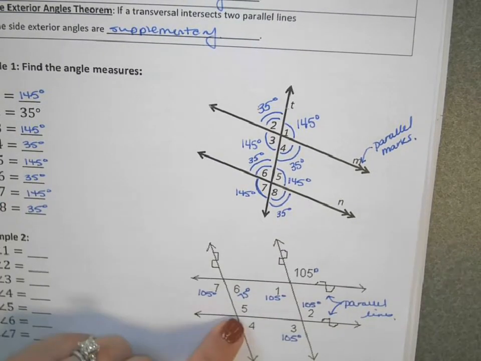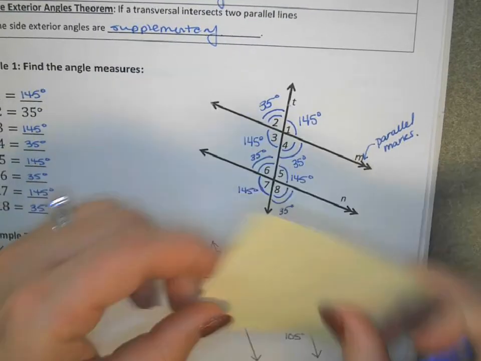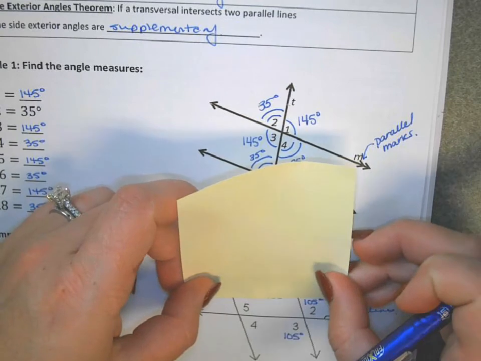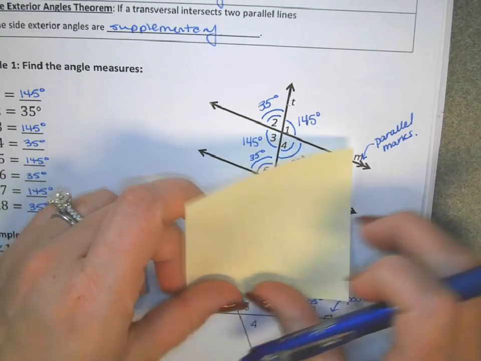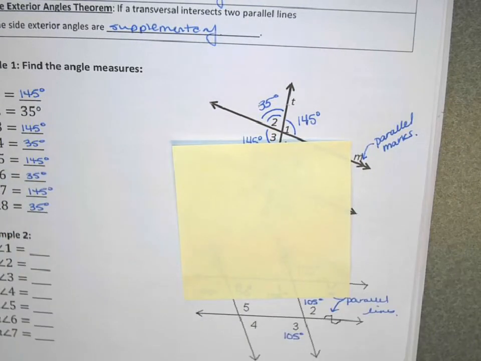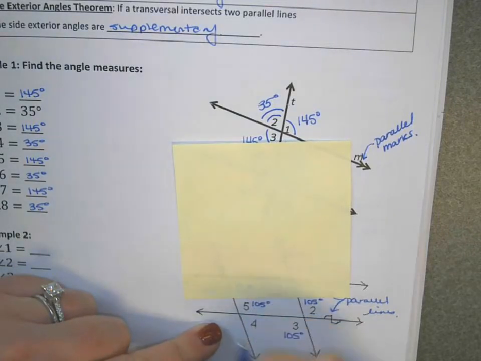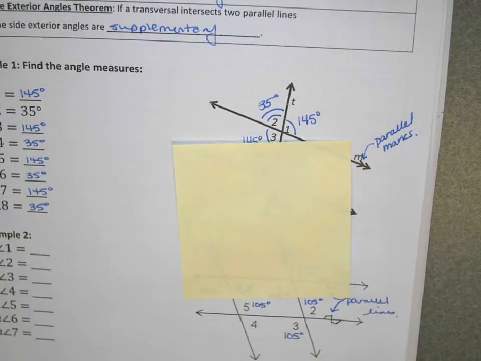All right, we have both of those, so cover up another part. To get 4 and 5, you could cover up this right half or the top half. It doesn't matter. Maybe I'll cover up the top half. We'll try it this way. Go ahead. 5 has to be 105 because 2 and 5 are corresponding angles.